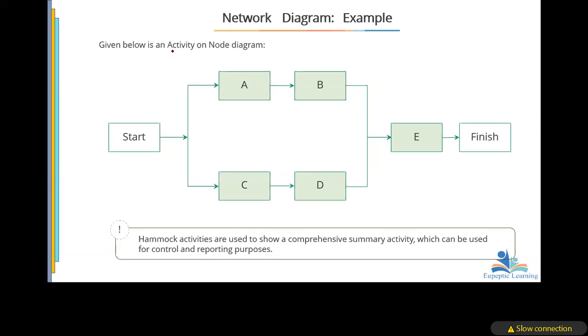There's the activity on node. Have you seen it here? And we are saying that hammock activities are used to show a comprehensive summary activity, which can be used for control and reporting purposes. We have done this, but we can decide to do these hammock ones to show the comprehensive summary. This is just a pictorial view. We don't go into detail. Just activity A, activity B, and all that.